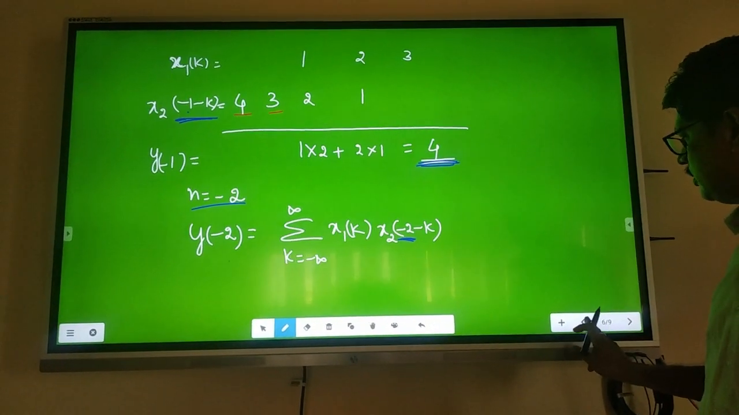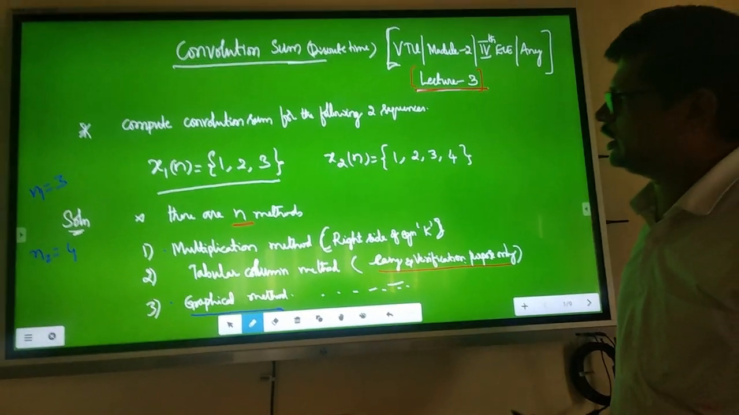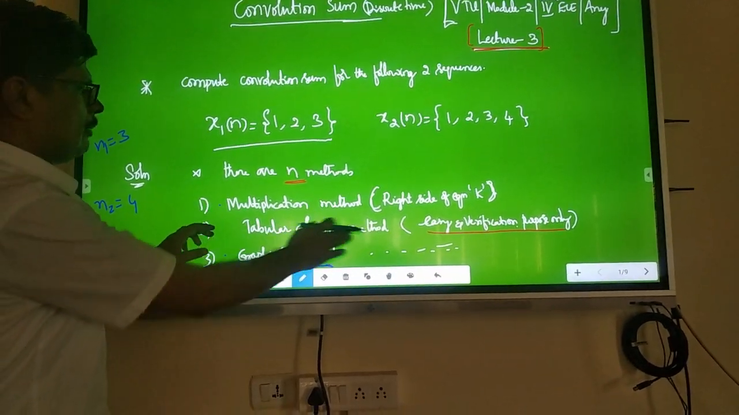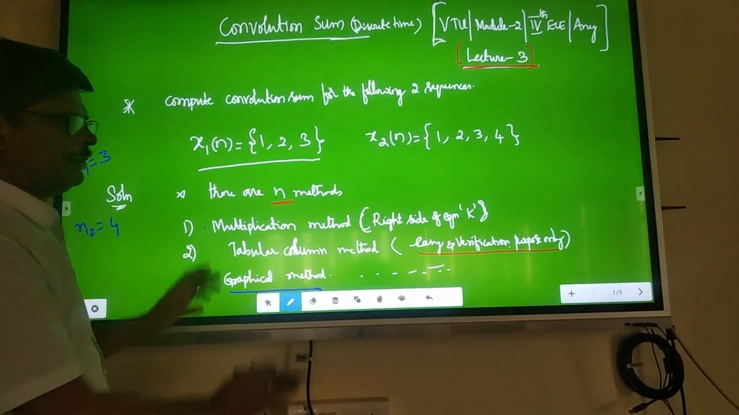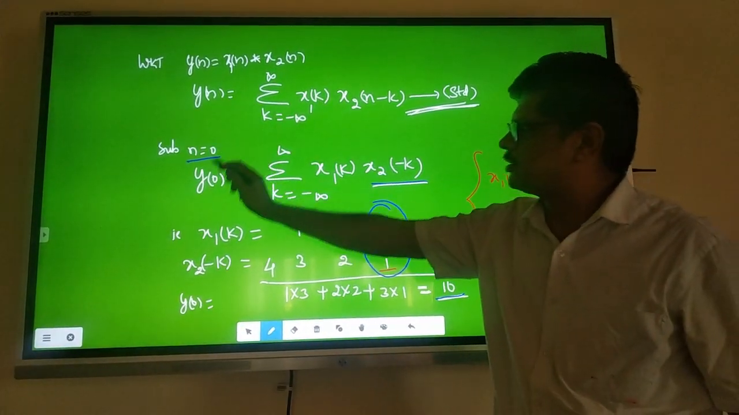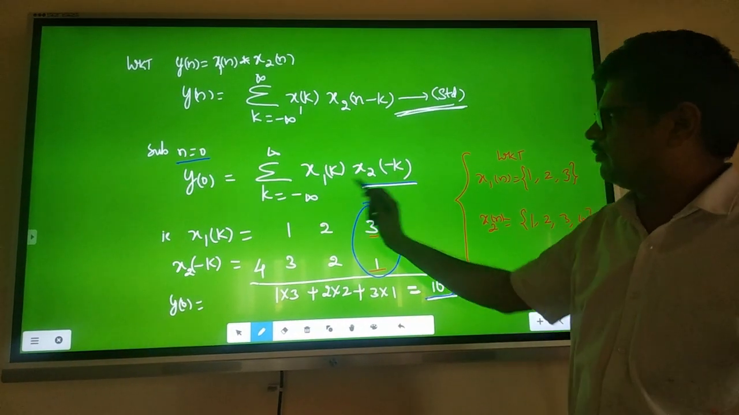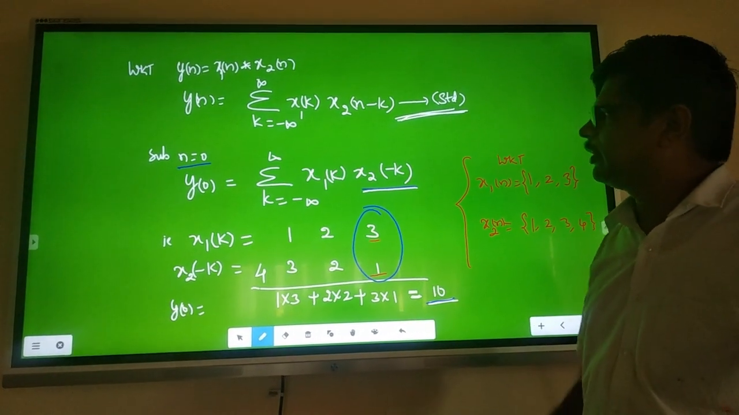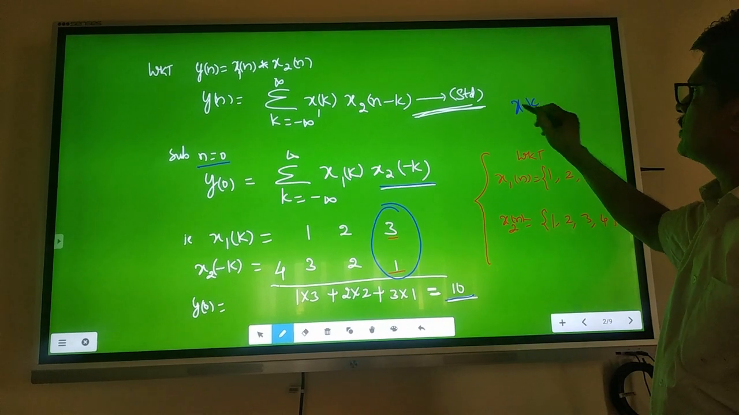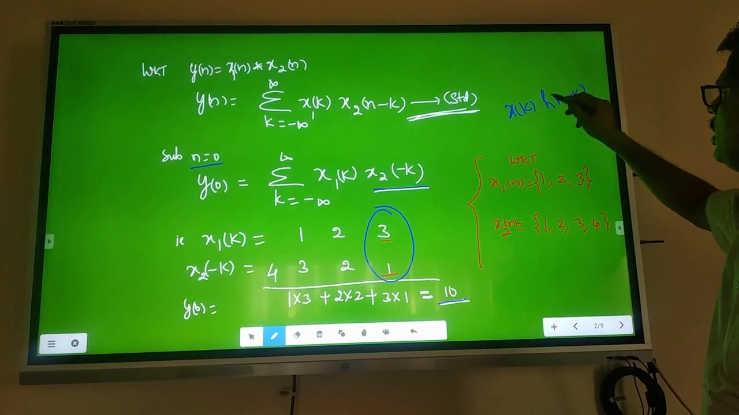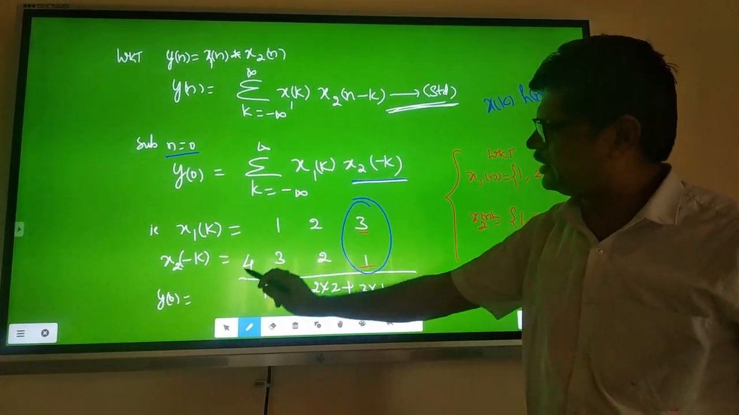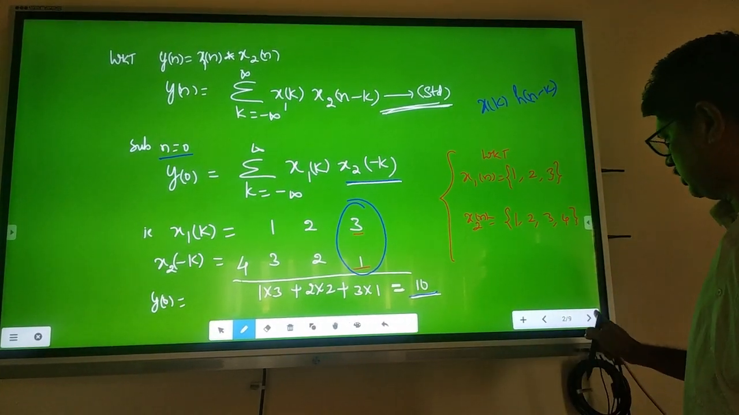That's all. Now, if I repeat, what is this? First, you are given 2 sequences and use multiplication methods. This is what we have done today: the tabular column method for you to check. The graphical method, I finished in previous sessions. Now what are the steps? Quickly write the formula. Substitute n equal to 0, and you will get x2 of minus k. What is the meaning? Write x1 of k always the same. Your input x1 of k, don't touch. Only h of n minus k you have to shift right side, shift left side, like in your graphical method. X2 of minus k is just like the mirror image. Then multiply and add and get 10.